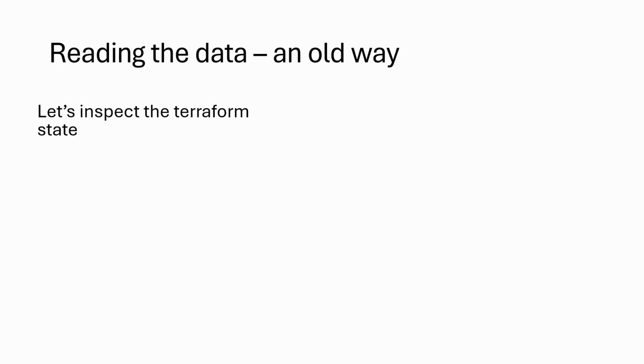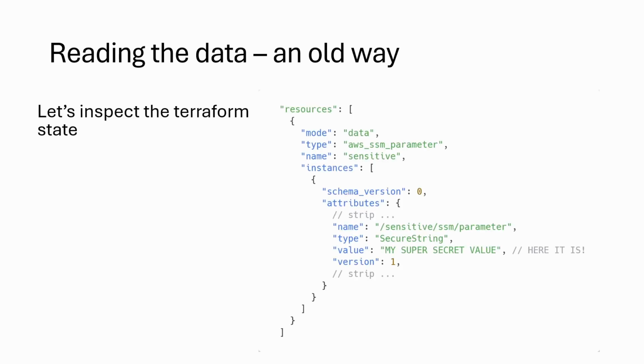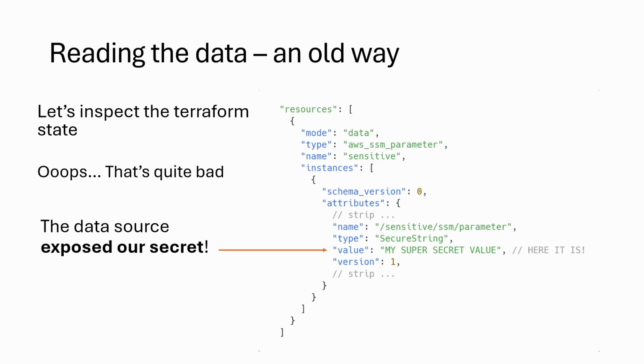Well, to find out, let's inspect the Terraform state. And as you can see, that is quite bad, but here is our secret value from that SSM parameter. So the data source essentially exposed our sensitive value that we should have kept secret.